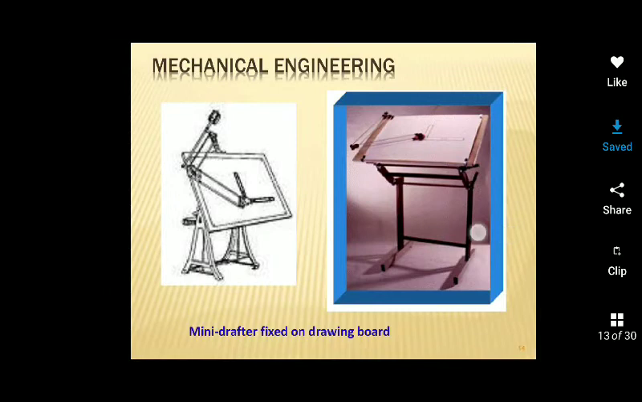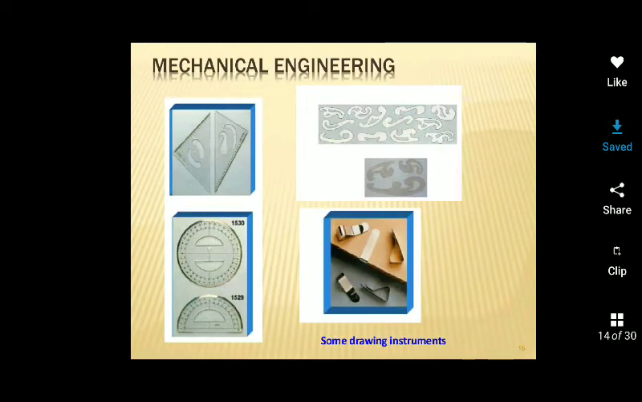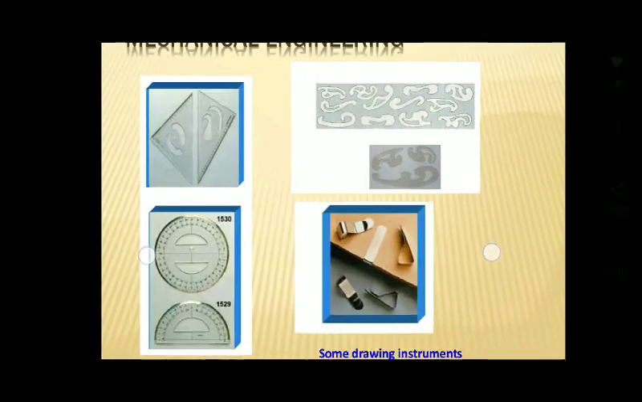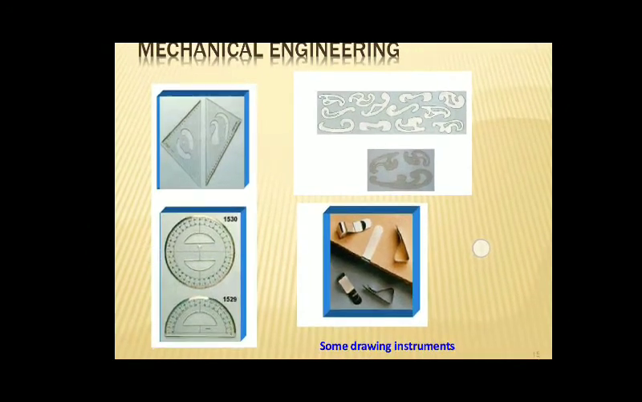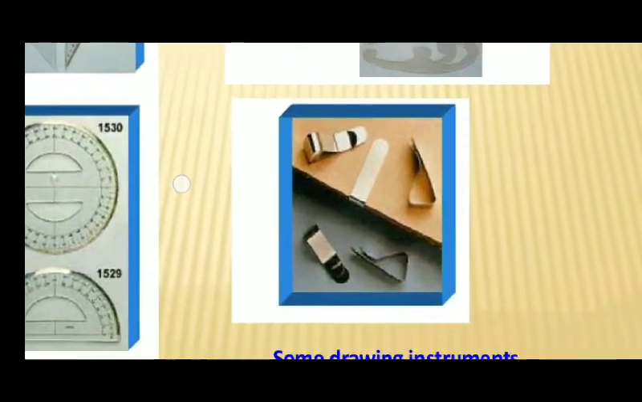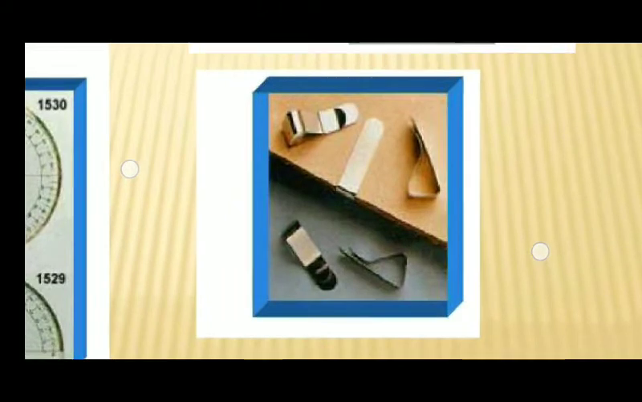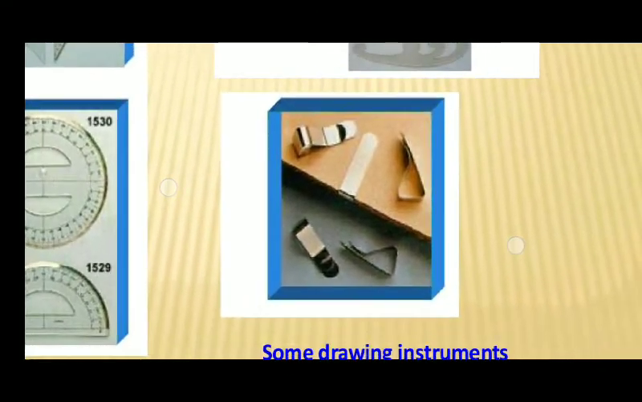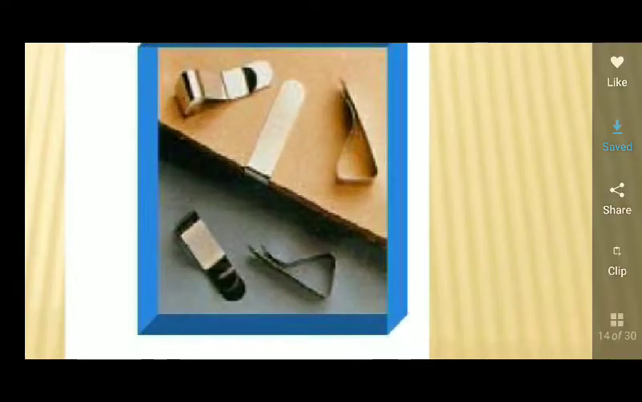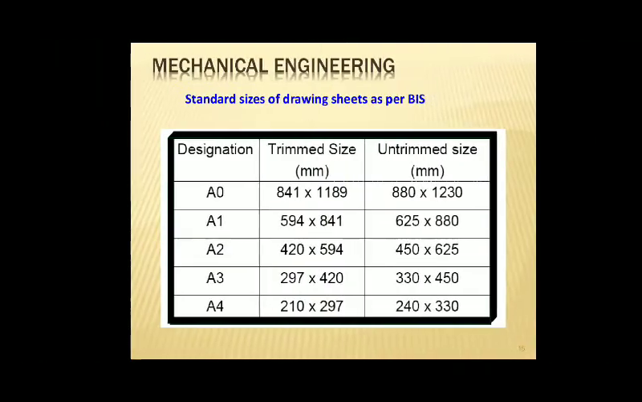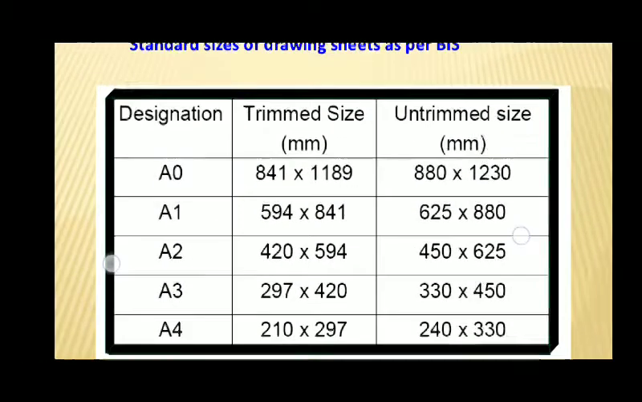Next, these are the protractor and T-square and French curves, and these are the clipboards, see, which we need to fix the sheet to the drawing table. These are the clips.